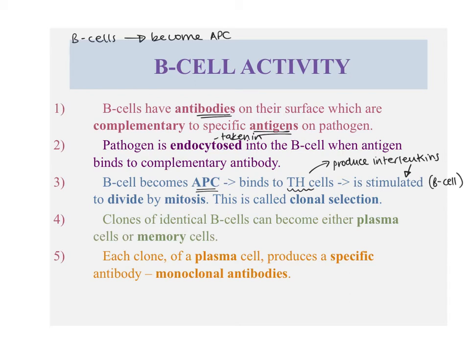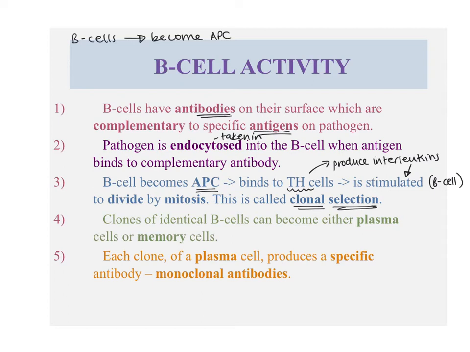Now this division by mitosis is a bit like the body saying, I'm picking you, you're the B cell that I need right now, and so we are selecting those clones to be produced. Okay, clonal selection.